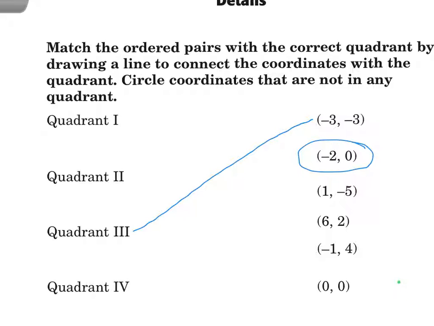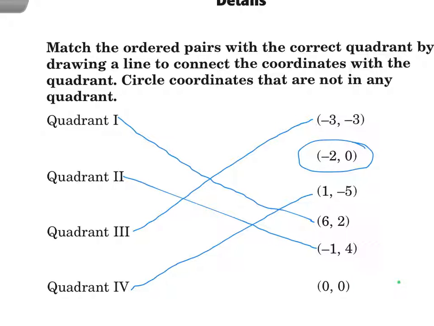Our third point is 1, -5. We have a positive x value and a negative y value, which will put this point in quadrant 4. Our next point is 6, 2. 6, 2 has a positive x and a positive y, which will put it into quadrant 1. The point -1, 4 has a negative x value with a positive y value, so it will be in quadrant 2.